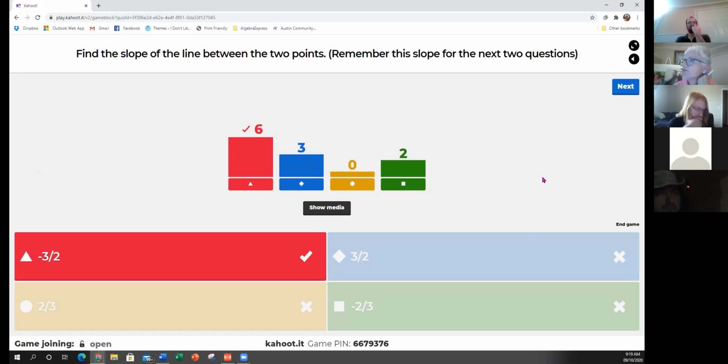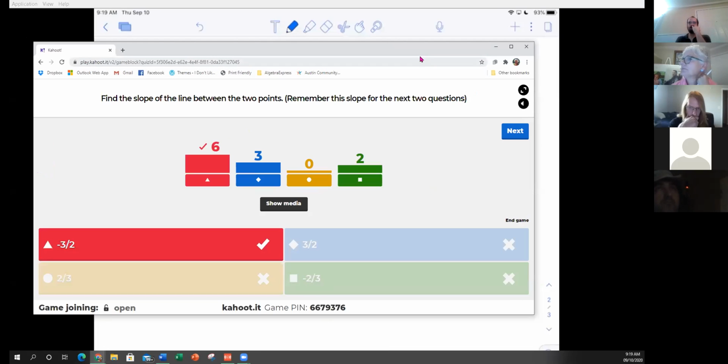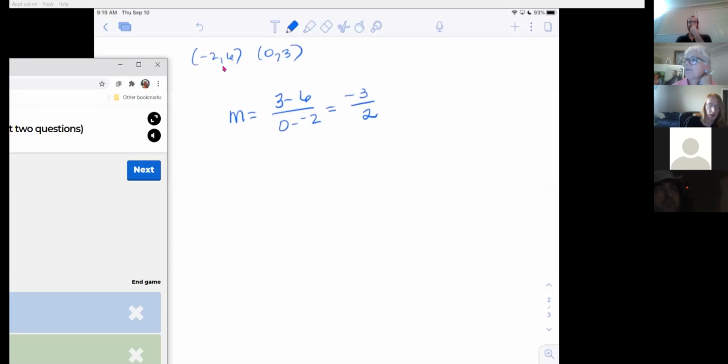Okay, so the points are (-2, 6) and (0, 3). So we'd say y2 minus y1, 3 minus 6, which is -3, divided by 0 minus -2, which would be 2. So the slope would be -3/2. Watch your signs on those. Be careful with those signs. And also make sure the difference of the y is on the top and the difference in the x is on the bottom.